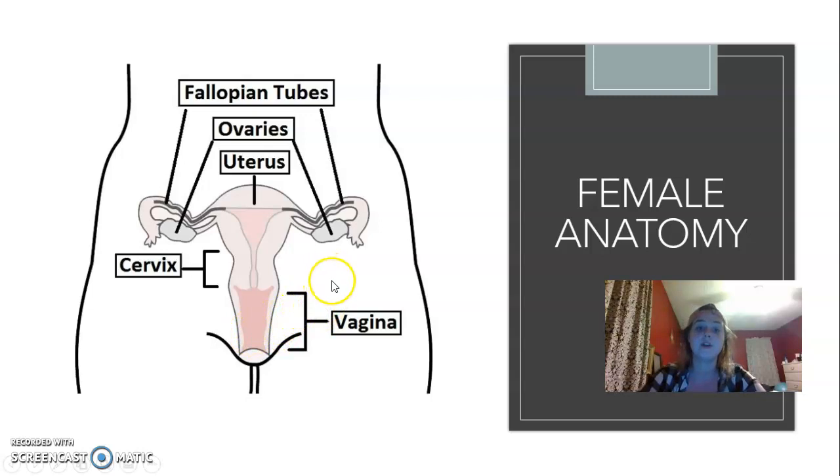Also here we can see the two fallopian tubes, one on each side. These are usually where fertilization occurs because these are attached to the ovary where the eggs are held. And then these release the egg from the ovary into the uterus. And a little side note, the ovary is quite small. It's about the size of a walnut.